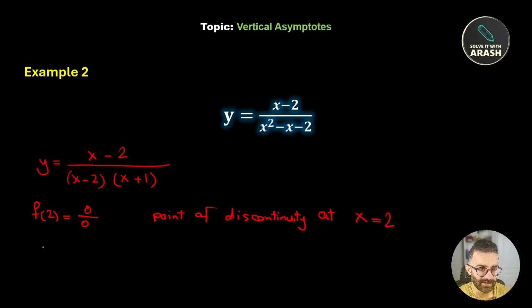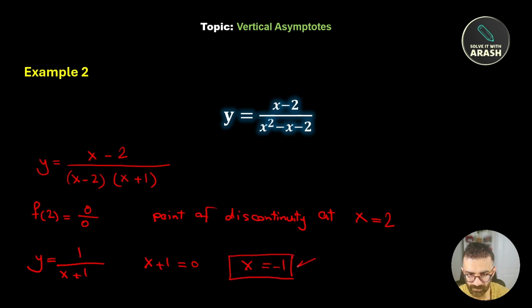Next, we can cancel x minus 2 from numerator and denominator because now we know what is going on at x equals 2. After that simplification, we're going to have y equals 1 over x plus 1. Now the only factor in the denominator is x plus 1. We set this equal to 0 and we solve it for x. Then x equals negative 1 is the vertical asymptote because we are sure that x equals negative 1 does not make the numerator 0, but the denominator is going to be 0.